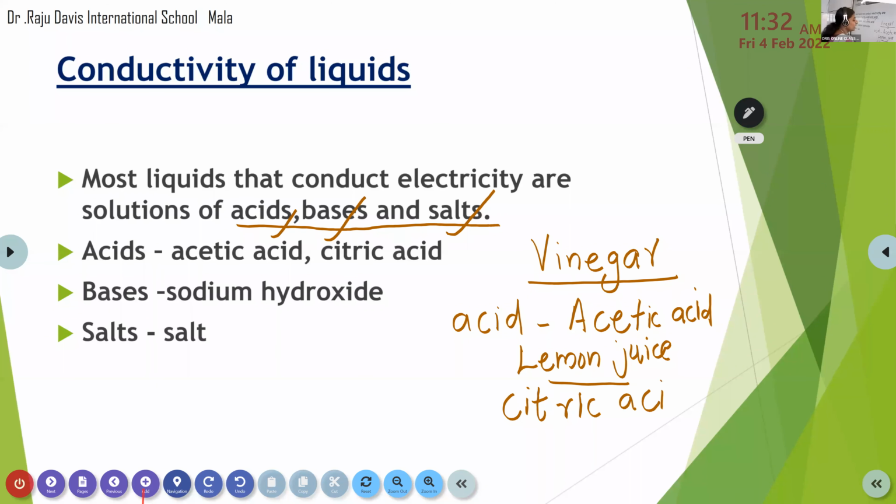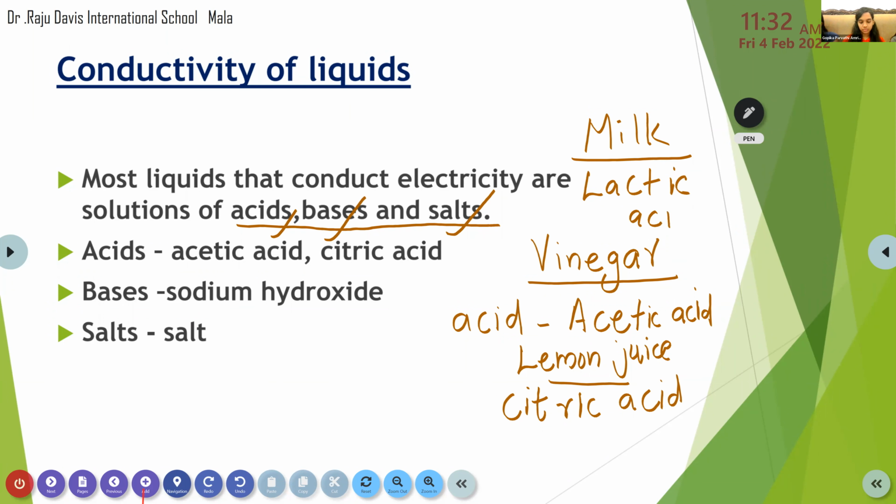Then milk. You know milk. Is there any acid in milk? Yes. Which acid? Lactic acid. Very good. So this contains lactic acid. So milk, vinegar, lemon juice, all these contain some types of acid. So are these conductors? Is milk a conductor?